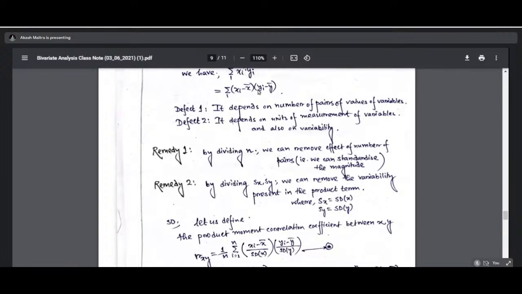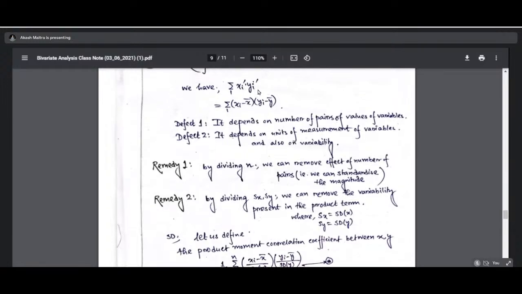So my problem here is that summation xi dash yi dash has a variability issue. If I divide it by the measurement which measures the variability, then we can get rid of that. So remedy 2 is by dividing by Sx and Sy, we can remove the variability present in the product term. Here Sx is the standard deviation of x and Sy is the standard deviation of y.